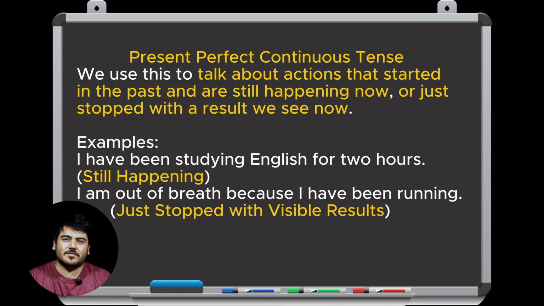Present perfect continuous. We use this to talk about actions that started in the past and are still happening now, or just stopped with the result we see now. Examples: I've been studying English for 2 hours. It's still happening. I'm out of breath because I've been running. Just stopped with visible results.